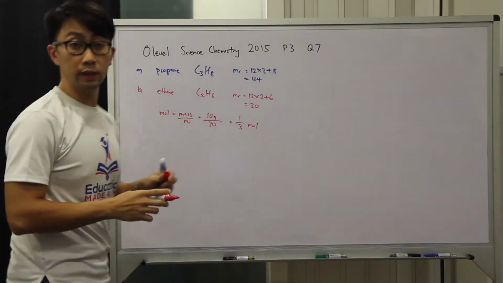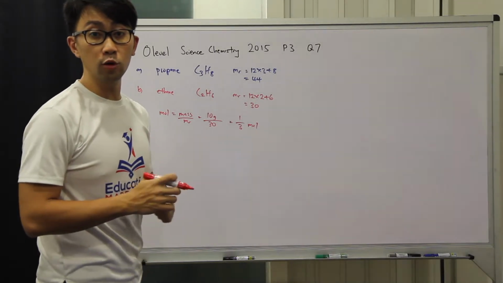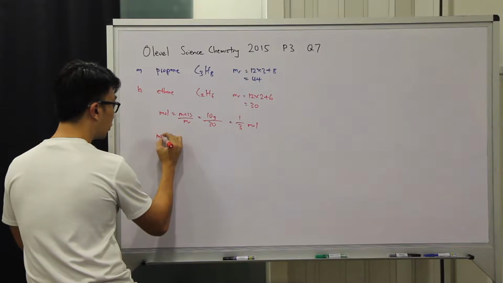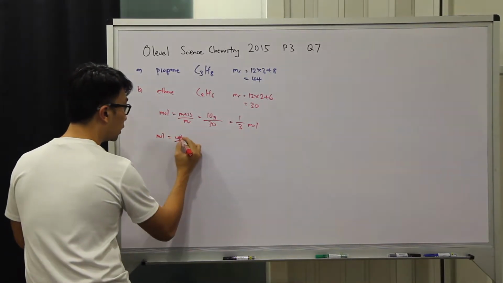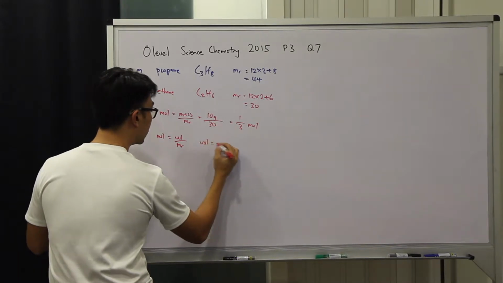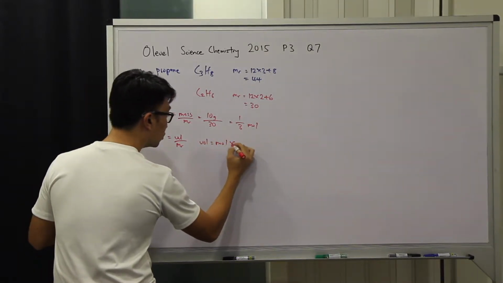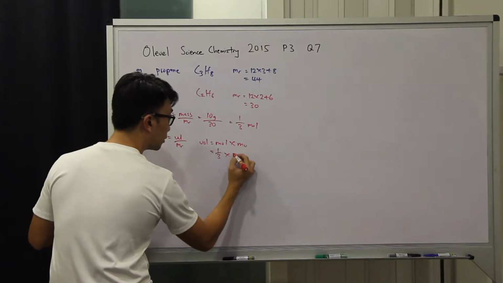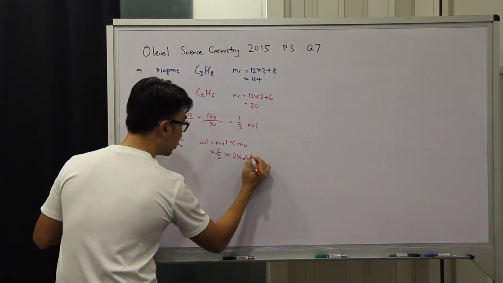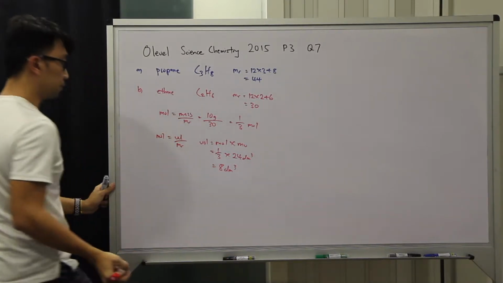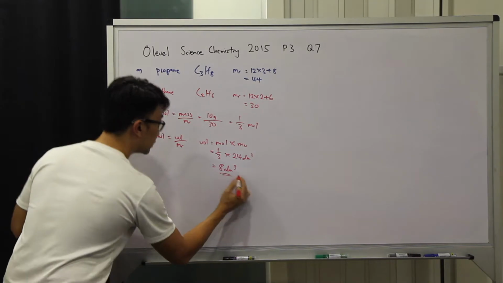And so if we need to calculate the volume, we have moles equals to volume over molar volume. So volume is equal to moles multiplied by molar volume. We have 1/3 multiplied by 24 dm cubed. This will give us 8 dm cubed. Okay, so this is the answer for part 1.